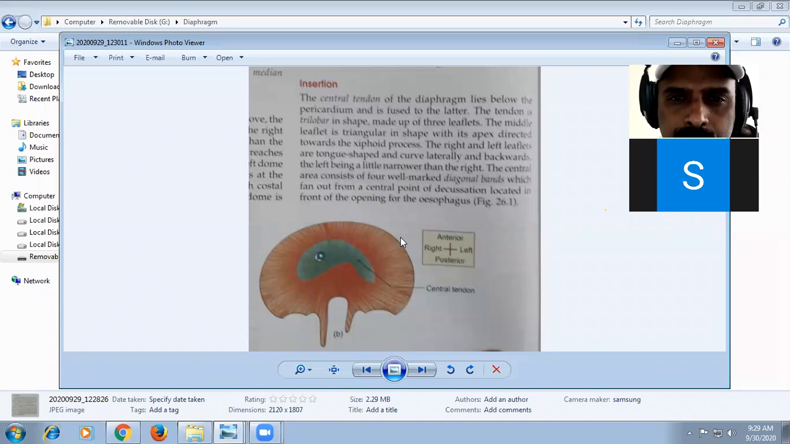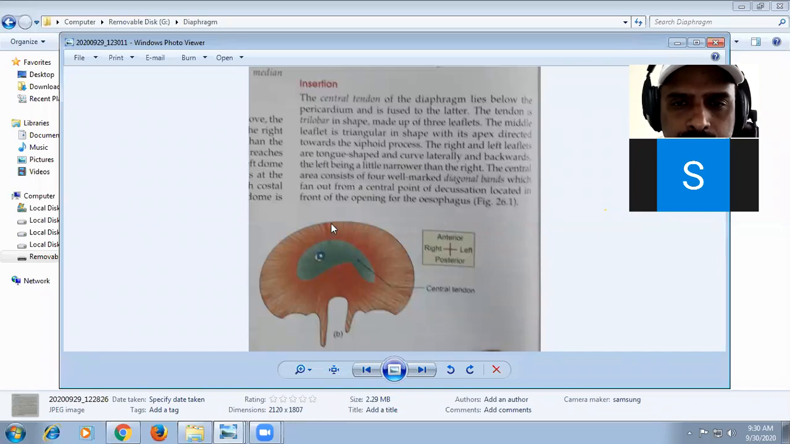The tendon is trilobar, meaning it appears like three lobes, a structure made up of three leaflets. We have the middle leaflet, and we have the right and left. The middle leaflet is triangular in shape with its apex directed towards the xiphoid process.